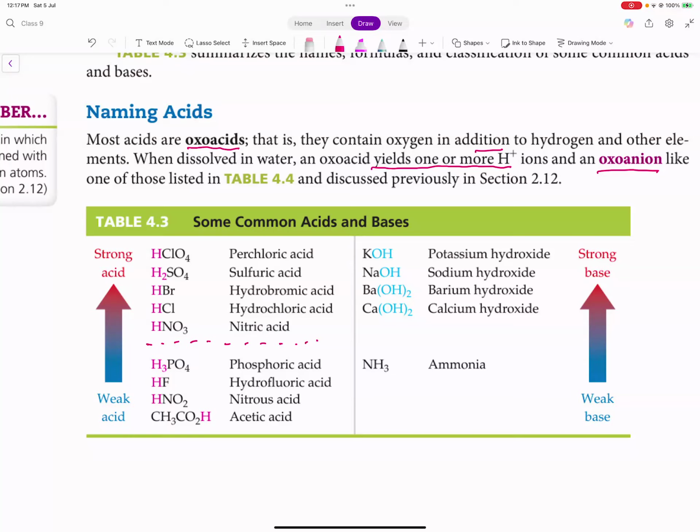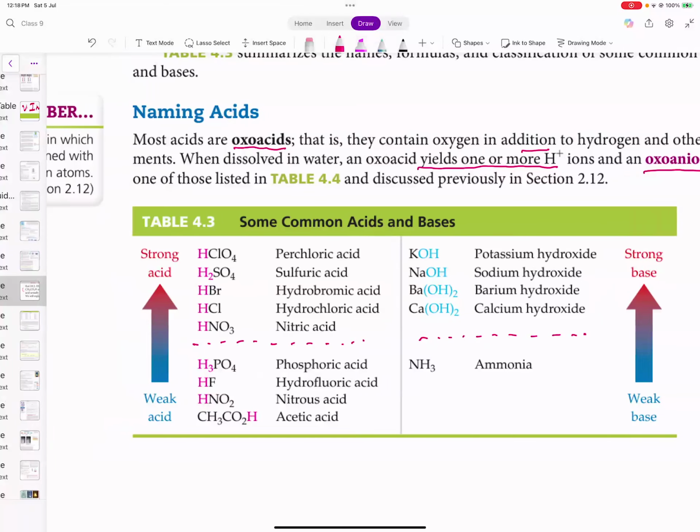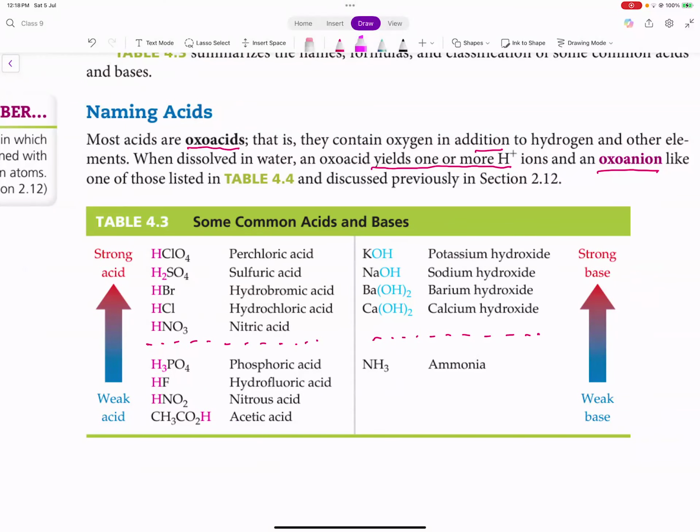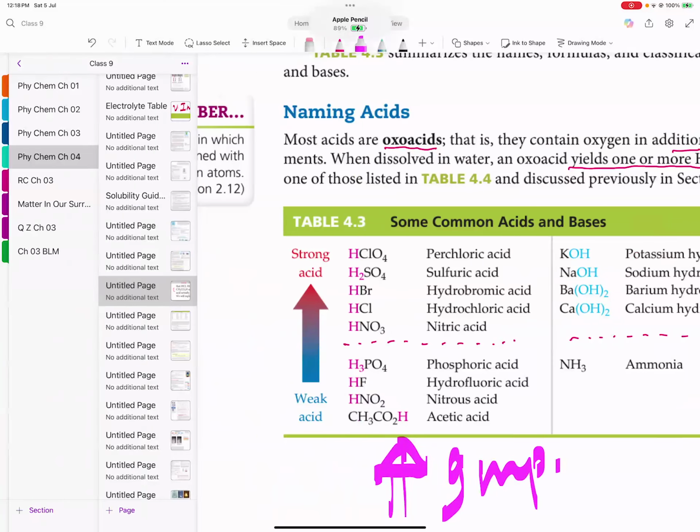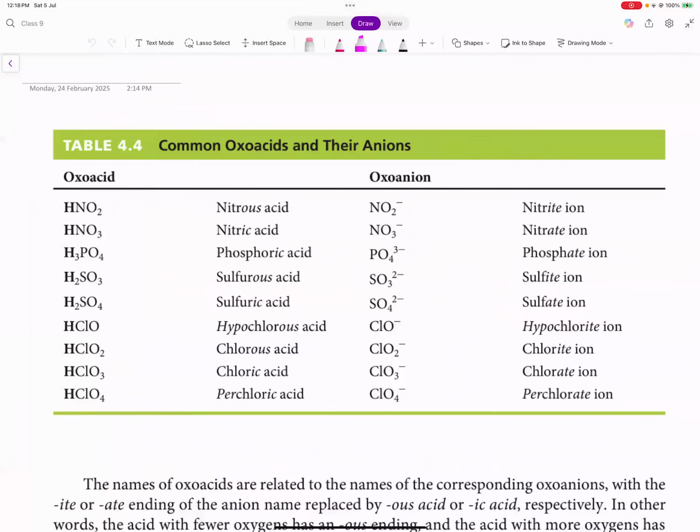Similarly, for the bases, above this we have strong bases: KOH, potassium hydroxide, NaOH, sodium hydroxide, Ba(OH)2, barium hydroxide, Ca(OH)2, calcium hydroxide, and ammonia is a weak base. So you need to keep this table in mind. This table is important. You must remember this, and gradually you will.